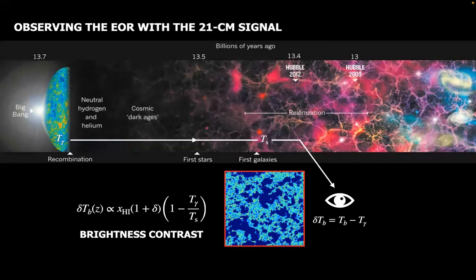And this brightness contrast evolves with redshift, and it maps the neutral hydrogen history, so x_HI, and then the density field of the matter and the spin temperature of the gas. And as you can see from this map, we have fluctuations in space. So we can map this signal, the 21 centimeter signal, with the power spectrum, studying the different power that we have at different scales.